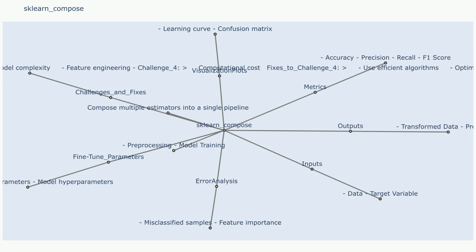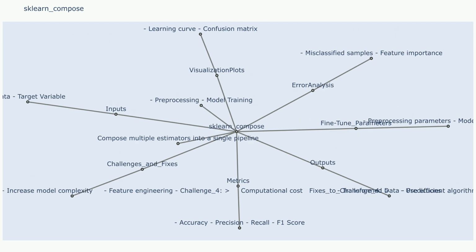Model training: the desired machine learning model, e.g., linear regression, random forest, support vector machine, is trained on the processed data. Metrics. Accuracy measures the percentage of correctly classified instances for classification problems. Precision indicates the proportion of correctly predicted positive instances among all positive predictions. Recall represents the proportion of correctly identified positive instances among all actual positive instances. F1 score: a balanced metric combining precision and recall.